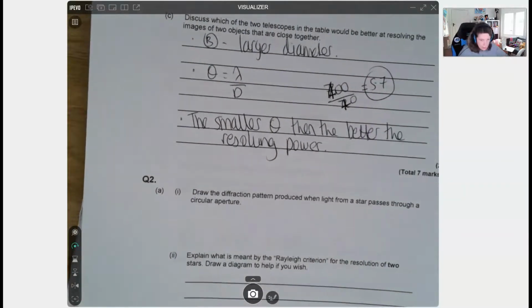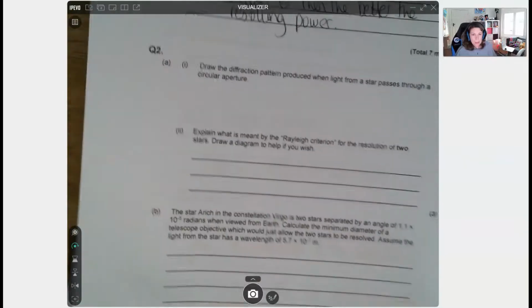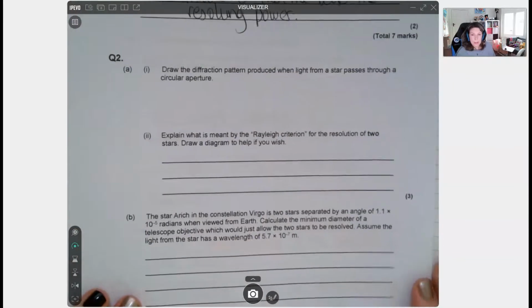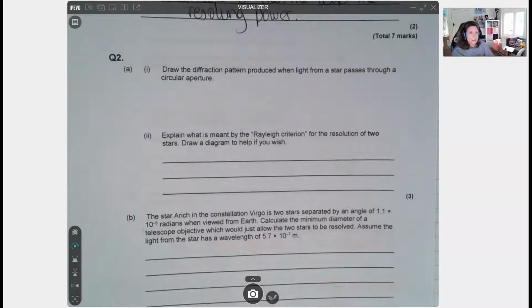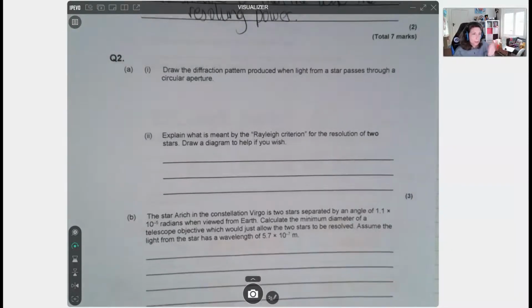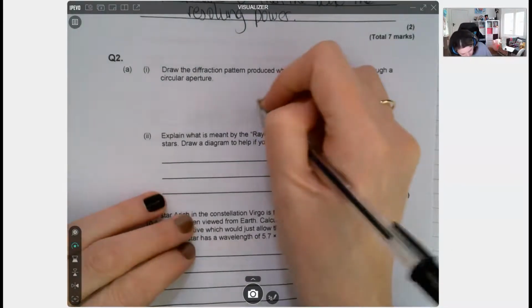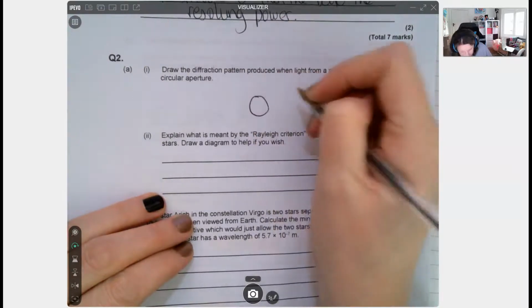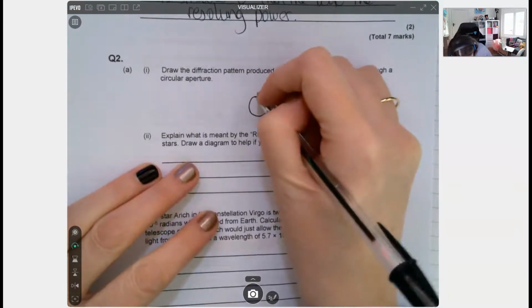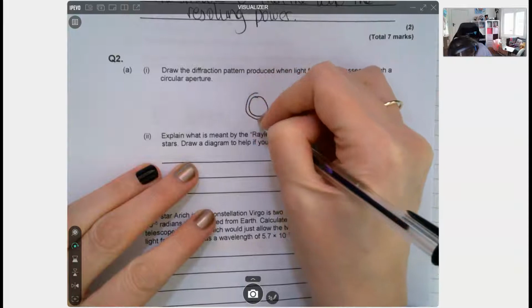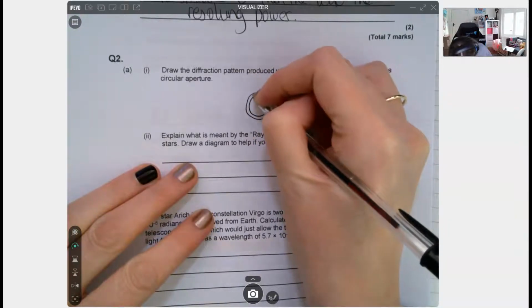Right, then for the second part, draw the diffraction pattern produced when light from a star passes through a circular aperture. So it needs that airy disk. Now, because it would be in black and white, with your pen, you have your central maxima, draw it white, okay? Then you have a minima, so you need to just draw a ring around it and then colour it in black.